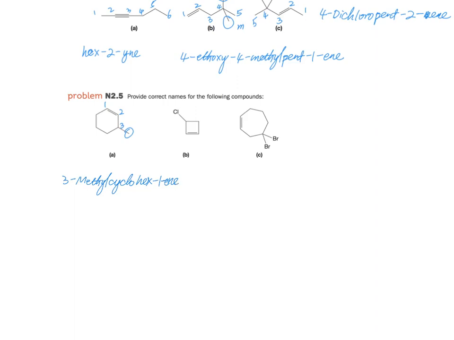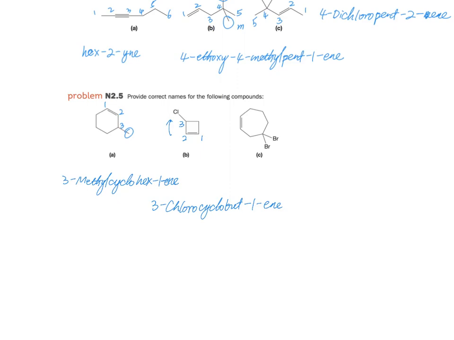Alright, for B, should we number it clockwise or counterclockwise? In order for chlorine to receive a smaller number, we should do it clockwise, right? The name for B would be 3-chlorocyclobutene.